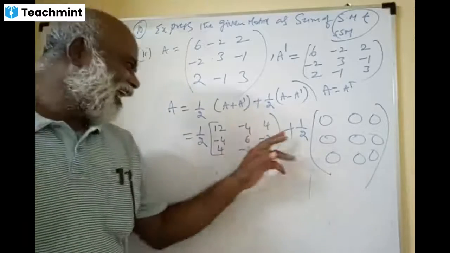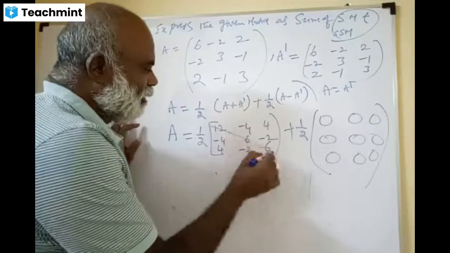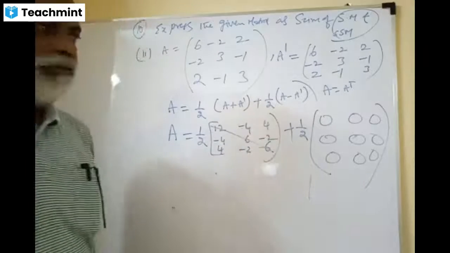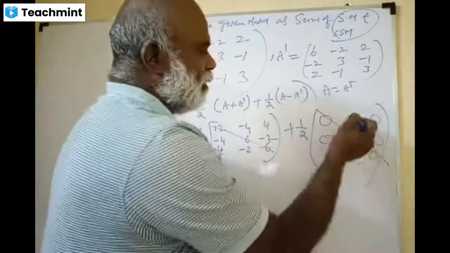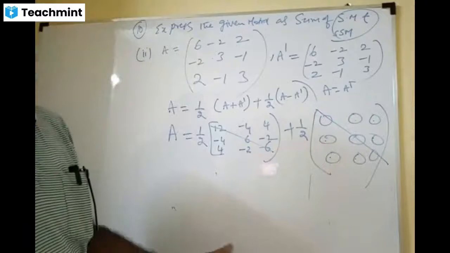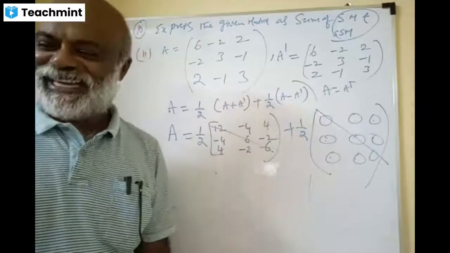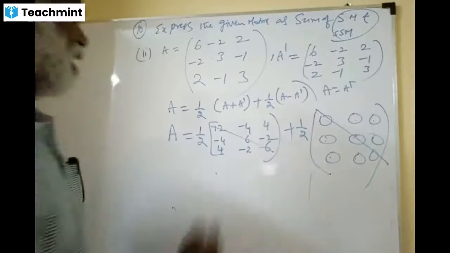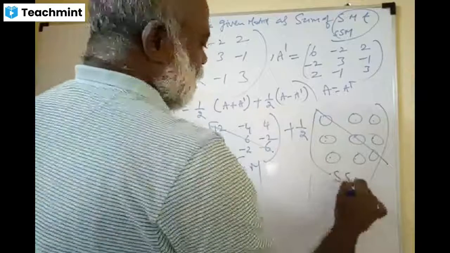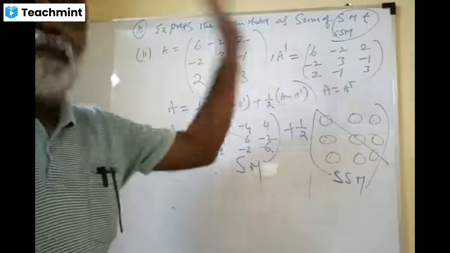This is called writing A as, so look at this, is it not symmetric? Is it not skew symmetric? Null matrix is every matrix, skew symmetric as well. So this is called the symmetric matrix. This is called skew symmetric. Null matrix is also called a skew symmetric matrix. Null matrix is every matrix.